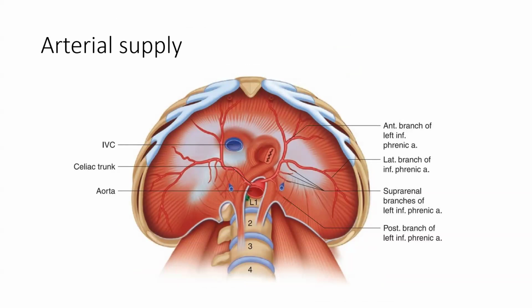The major blood supply to the diaphragm is to the inferior surface. It comes from the inferior phrenic arteries, which arise from the aorta or the celiac axis just below the median arcuate ligament of the diaphragm. The arterial supply to the superior surface consists of two branches from the internal thoracic arteries, that is the pericardiophrenic and musculophrenic arteries, and two branches from the thoracic aorta, the superior phrenic arteries.